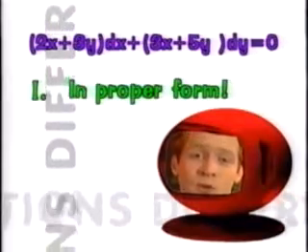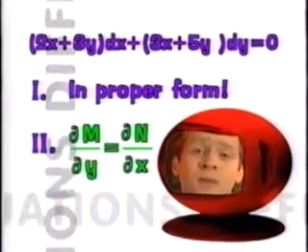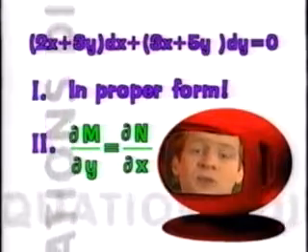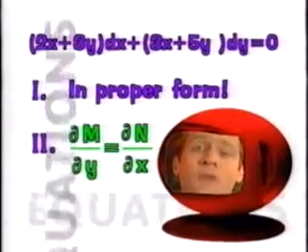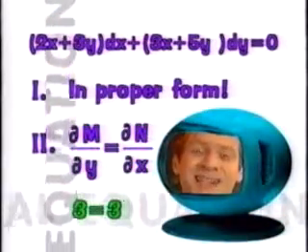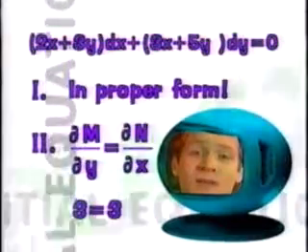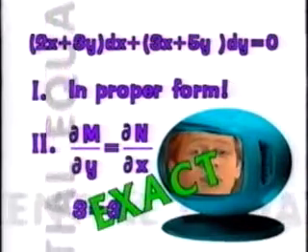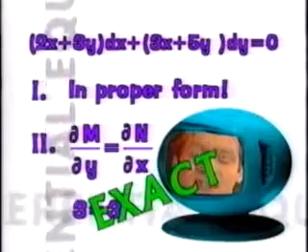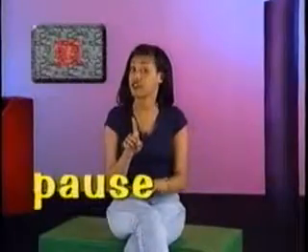Our differential equation passed the test. The differential equation is in the proper form, and the partial derivative of m with respect to y is equal to the partial derivative of n with respect to x. They're both 3. The equation is therefore of the exact type and can be solved by the exact differential equation technique. So, here goes. Okay, let's pause here for a second.